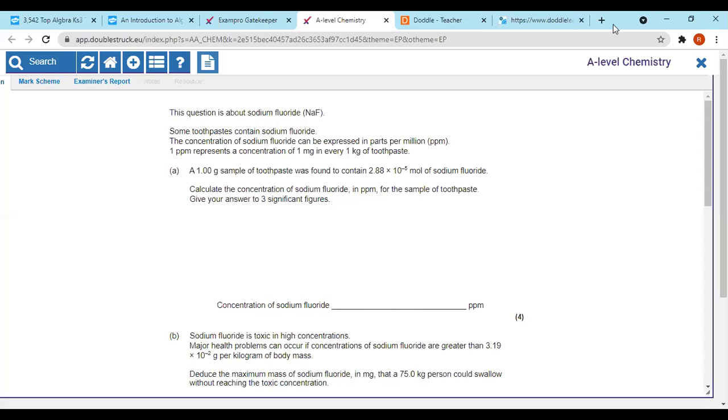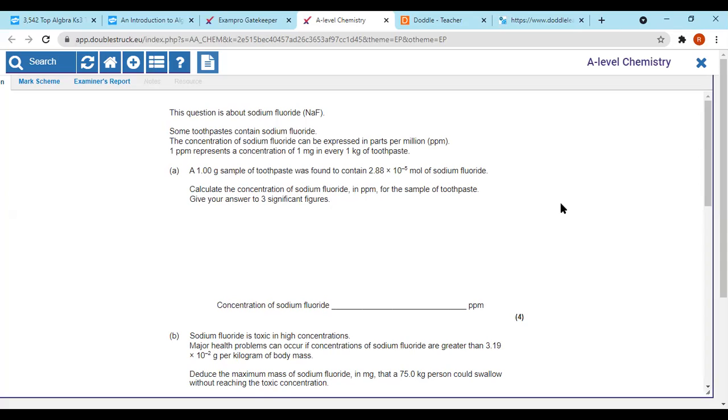Okay, so yeah, this was a question about concentration. It's about sodium fluoride, and it was talking about some toothpastes. Some toothpaste contains sodium fluoride, and the concentration of sodium fluoride can be expressed in parts per million.